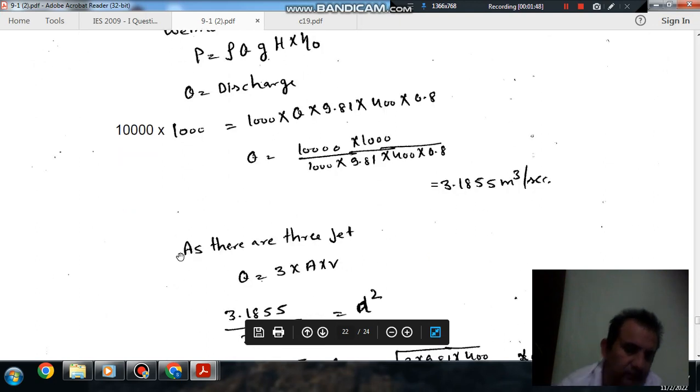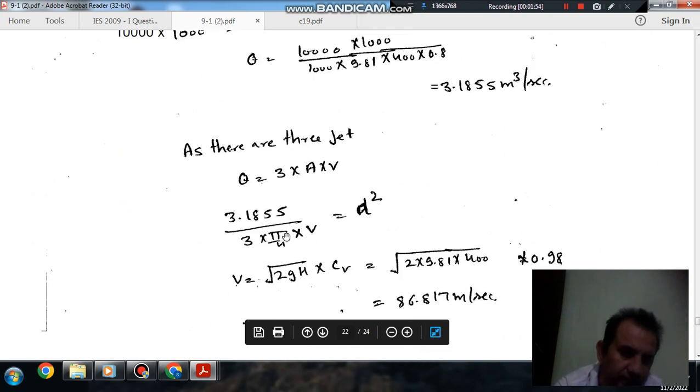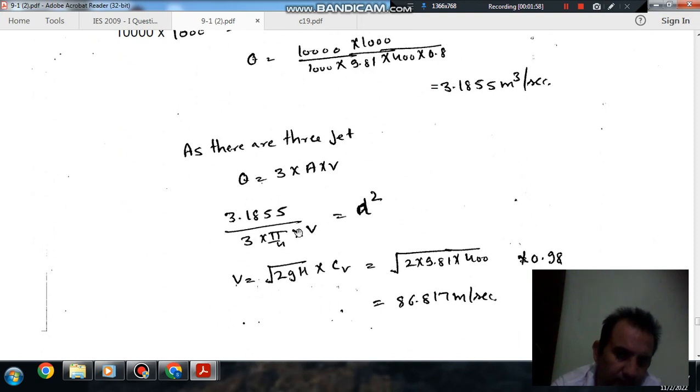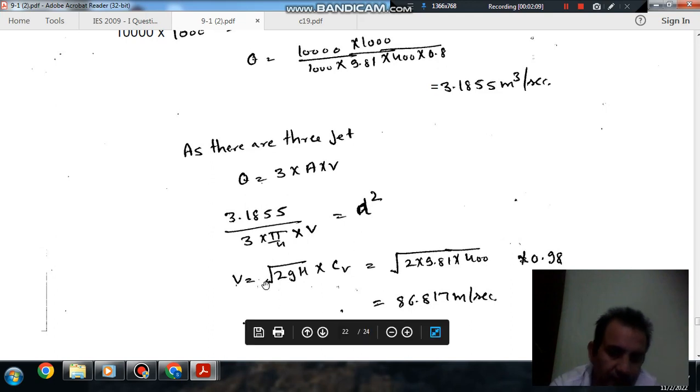As there are 3 jets, so discharge is given by Q is equal to 3 into A into V, where A is area of each jet. So area is pi by 4 d square, so d square comes out as 3.1855 divided by 3 divided by pi by 4 divided by V. And velocity at the inlet is calculated by coefficient of velocity, that is given as CV. So CV into root 2 GH is your velocity of jet.